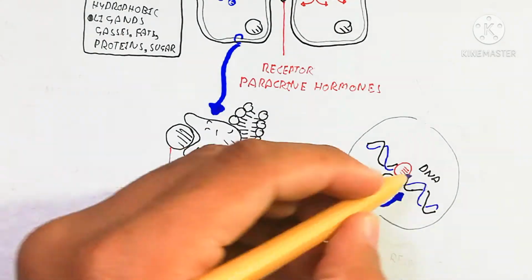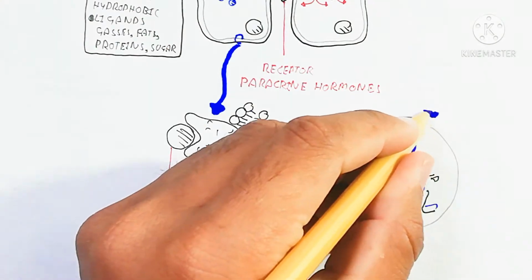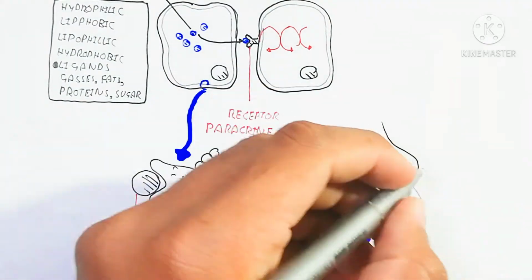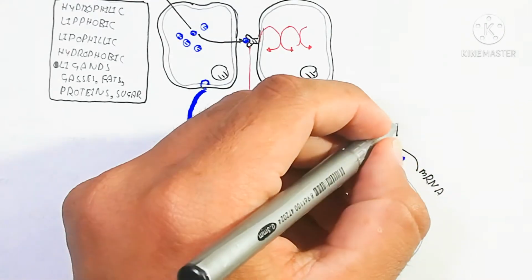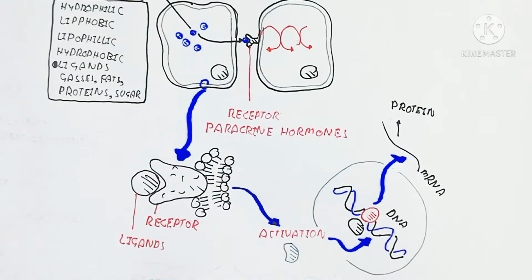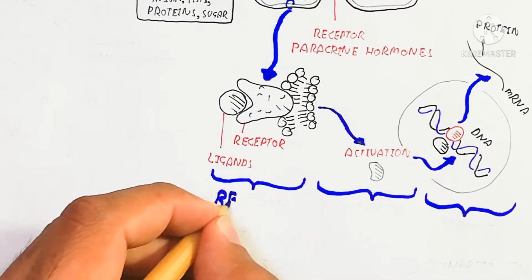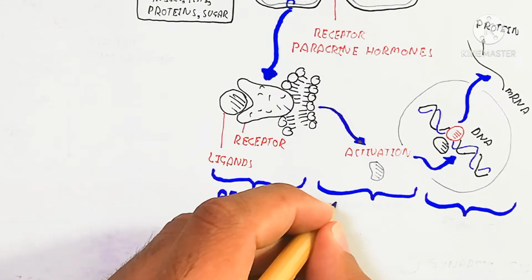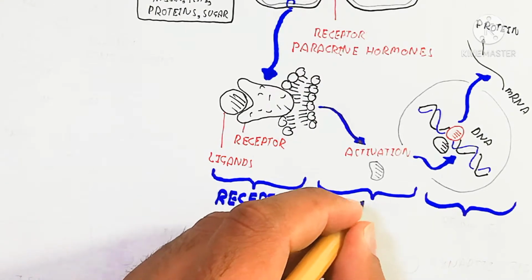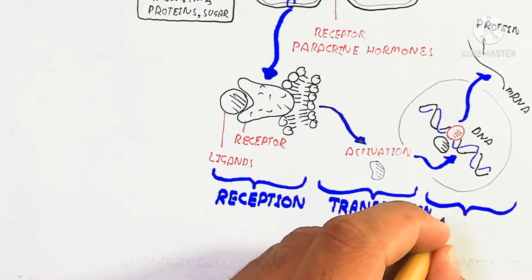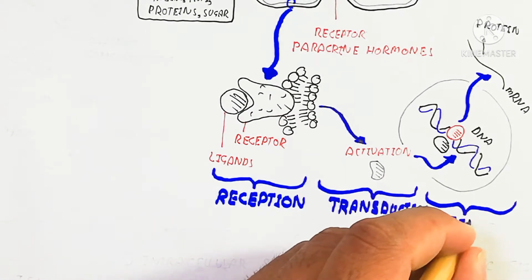The receptor is activated and produces a cascade of different mechanisms that bind with the DNA to produce RNA, which is known as transcription. The messenger RNA then produces protein by different mechanisms. Here we will not discuss the mechanism of protein synthesis. So here is the reception, and here is the transduction.